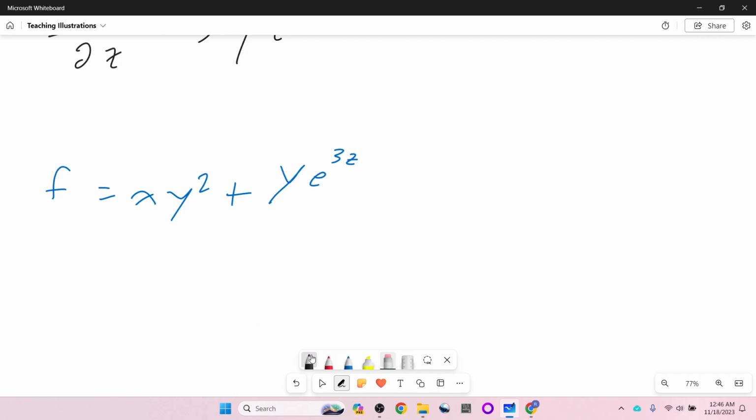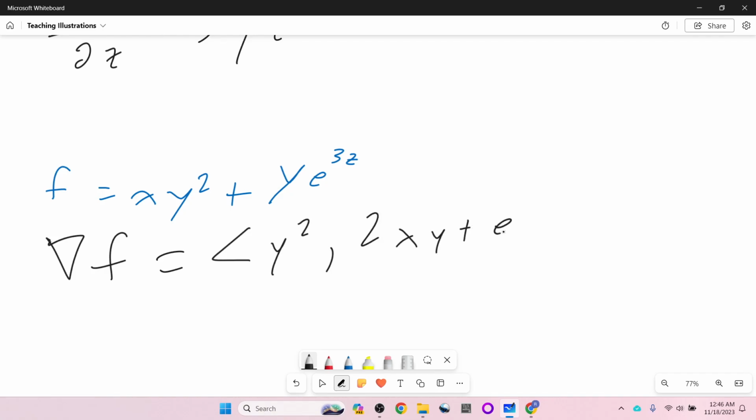And whenever you're doing this, I encourage you to check. Gradient of f equals y squared, 2xy plus e to the 3z, and 3y e to the 3z. You can check that on your own if you like.